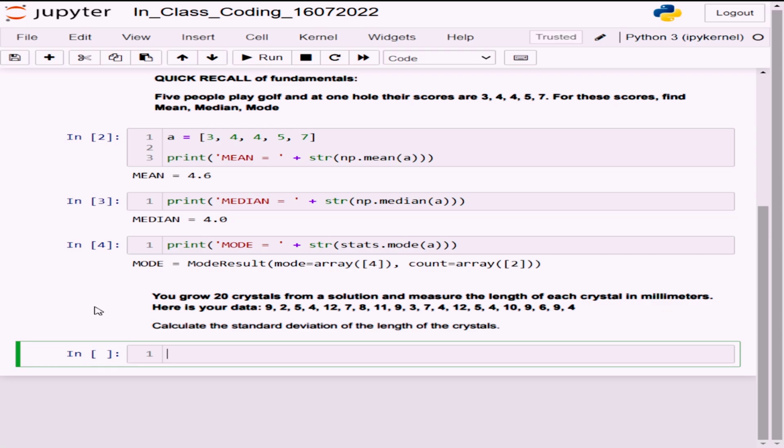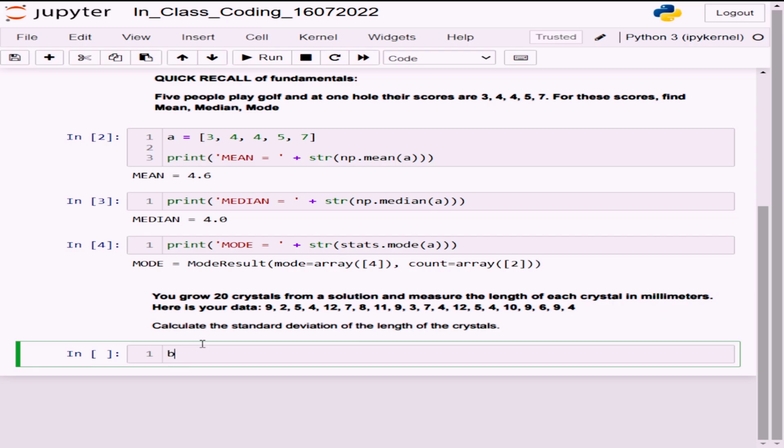So there are various crystal lengths possible. This is the data set of the crystal lengths, and the question is to find the standard deviation. We have studied the equation, we have seen what it is, we have seen examples. This is just a practice for you.